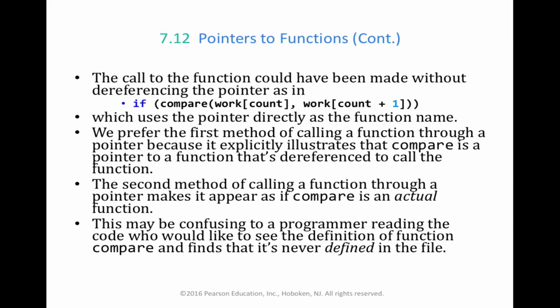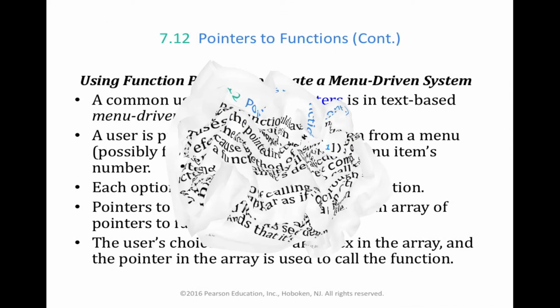We prefer the first method of calling through the pointer because it explicitly illustrates that compare is a pointer to a function that is dereferenced rather than calling an actual function. The second version, the version that you're looking at on this slide, makes it look like compare is an actual function, which it is not. And that's going to be confusing to somebody who reads the code, who would like to see the definition of the function compare, and then they're going to find it's never defined in the file. So if you put the dereference operator up there, it just makes that bit explicit, which I think is a good thing. I think it's good to make that quite explicit.